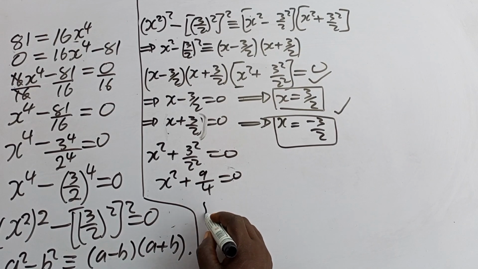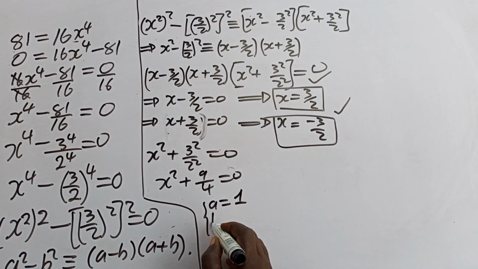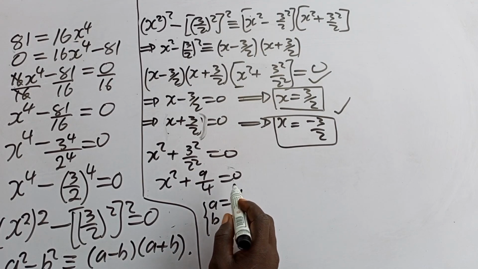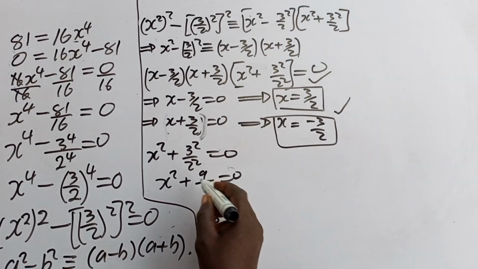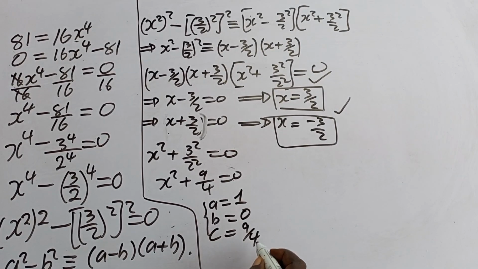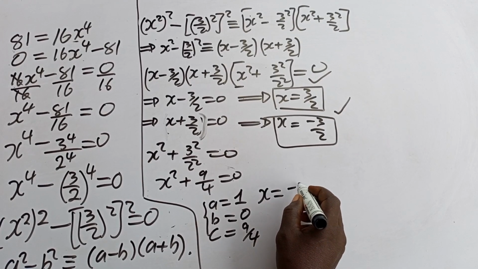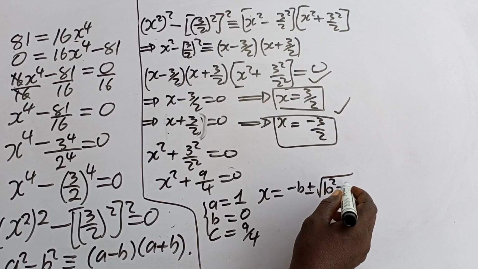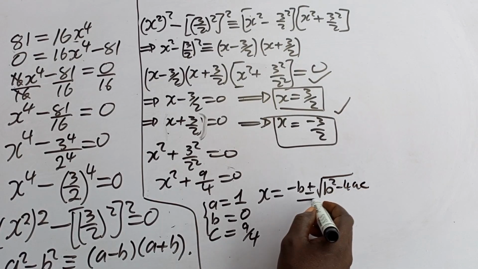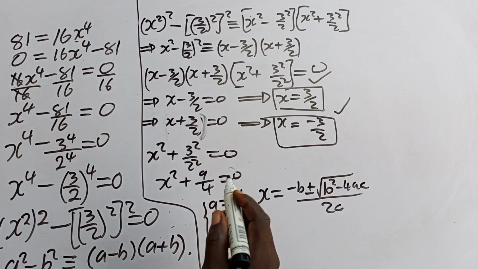So let's collect our information. A is the coefficient of the x squared term. B is the coefficient of the x term. There is no x term here, so B is 0. And our C is the constant, which is 9 all over 4. Alright, so we use the quadratic formula, which says x is equal to minus b plus or minus the root of b squared minus 4ac, all of that divided by 2a. That is the formula that we have to use.